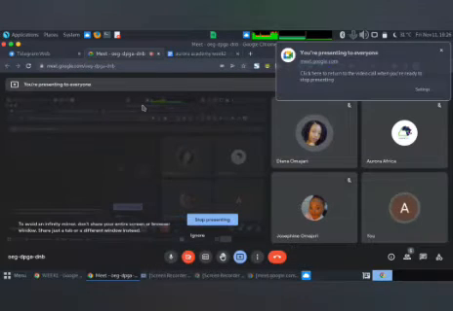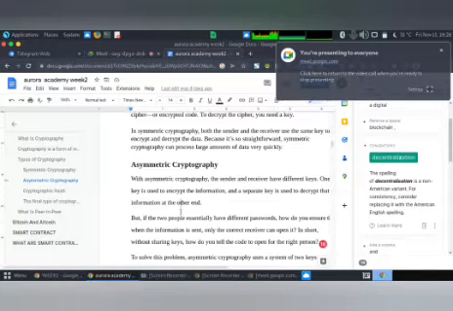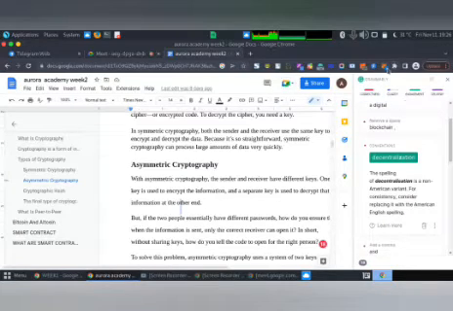Okay. So now, this is asymmetric cryptography. If I open my wallet, let me show you what I mean. In a wallet, we have what is called a private key, and we also have what is called an address. Asymmetric cryptography uses two different keys. We have the public key and we have the private key.